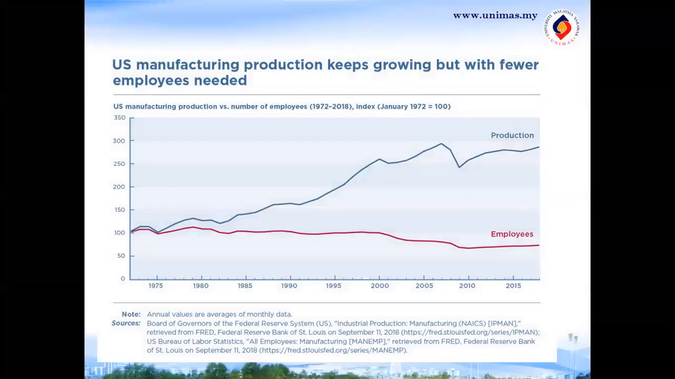Okay. So this is, for example, just to show you the impact on the requirement for employment and also production. What you can see here is that production is increasing, but the number of employees is actually decreasing. What accounts for this is the use of technology, actually. Because of the use of technology, they are able to increase production despite the decrease in the number of employees.